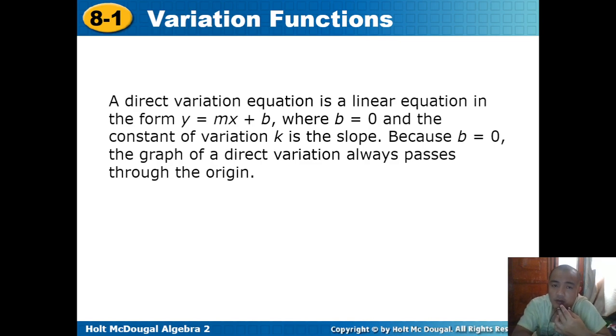Okay, it says here that the constant of variation k is also the same as the slope of a line. Direct variation is comparable to a linear equation of the form y equals mx plus b. Because b equals 0, the graph of direct variation always passes through the origin.